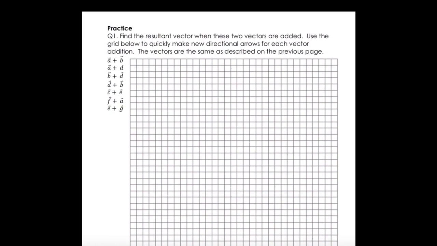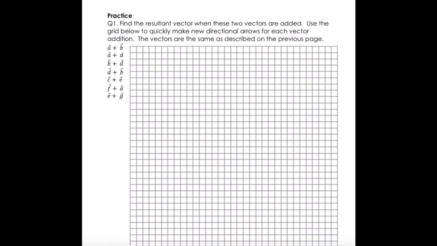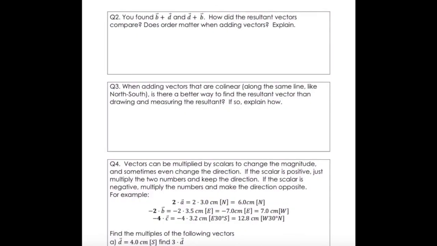I'm not going to go through the practice here, but I'm going to go through some of these practice questions. Instead of assigning them as homework, I'm just going to go through them since we didn't actually write out these different things. Okay, so you found B, D, and D plus B. How did the resultant vector compare? Does order matter when adding vectors?